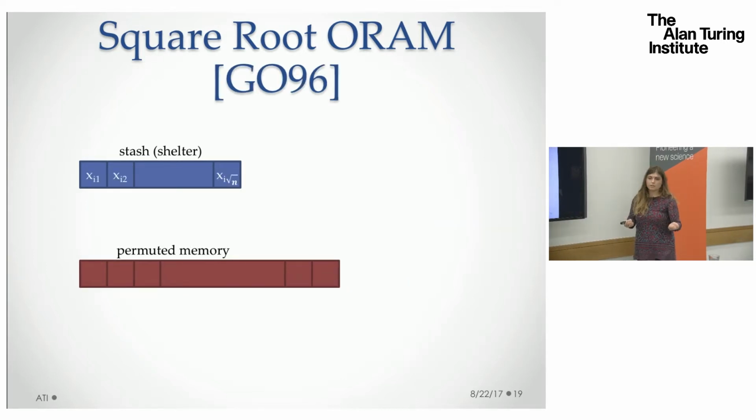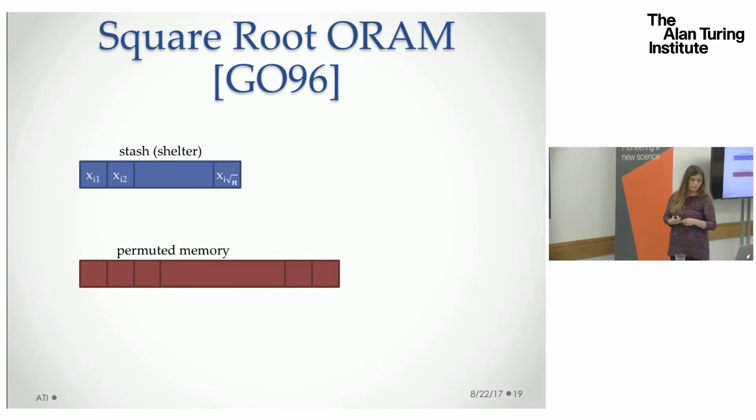But this stash is going to get full, right? So after square root of n accesses, it's going to get full. So what do we do after this? We need to shuffle back these items. We need to go back to the initial step where we put all the items together, and we permute them and initialize the main memory while emptying the stash.